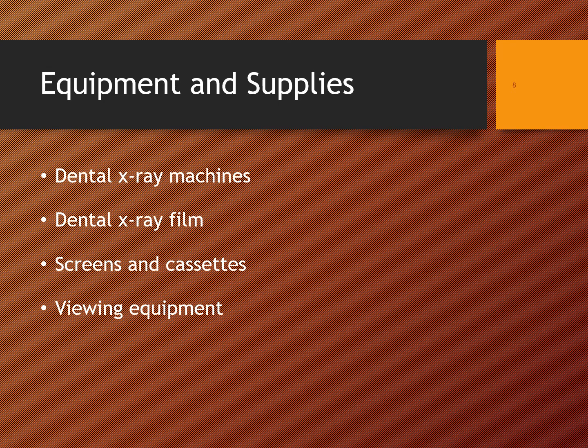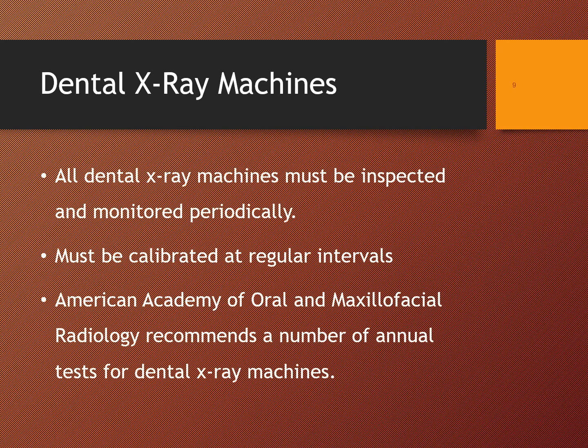Okay, and so the equipment that we need to test is going to be the dental x-ray machines. We need to test the dental x-ray film. We need to test the screens and cassettes, and we need to test the viewing equipment that we use in order to look at our radiographs. So all dental x-ray machines have to be inspected and they have to be monitored periodically. They have to be calibrated at regular intervals.